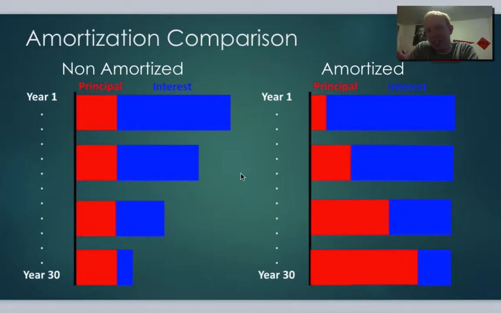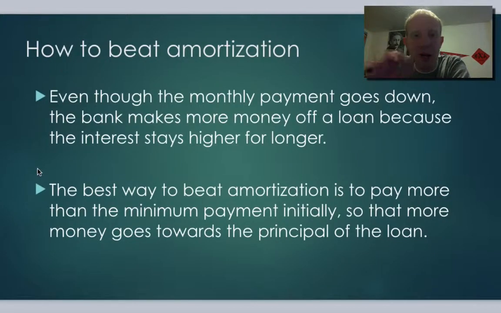Okay, so again, this is the trick of the banks, right? They wanted to make more money. This is how it works. So the question is, how do you beat amortization? And the way to beat it is to basically treat your amortized loan like a non-amortized loan. Okay, so here's some key ideas on how to beat amortization.